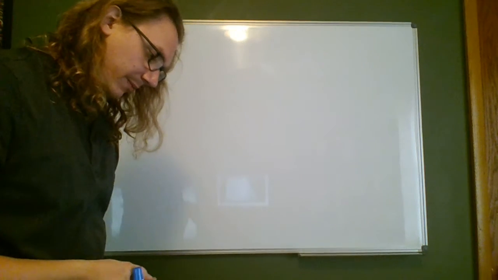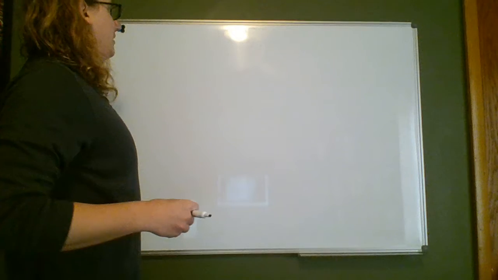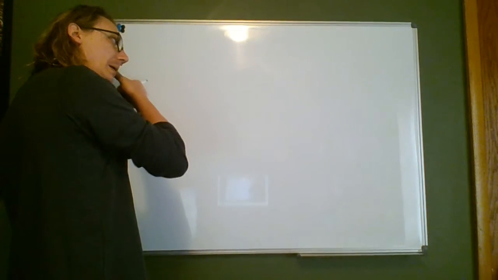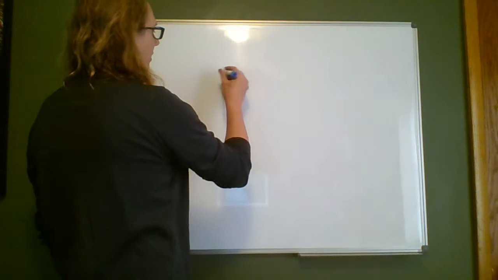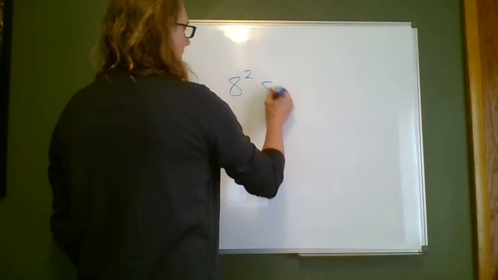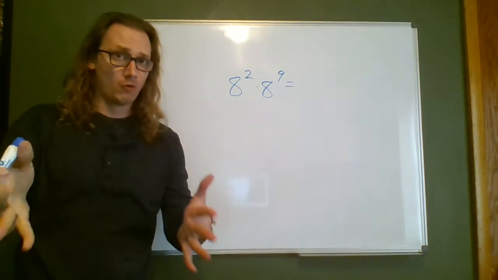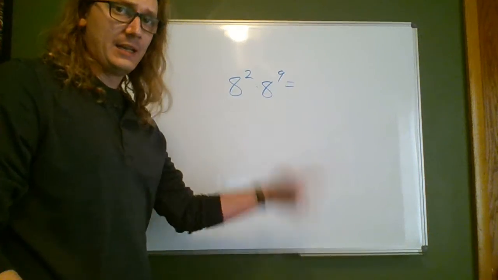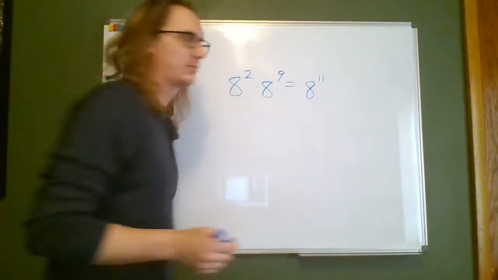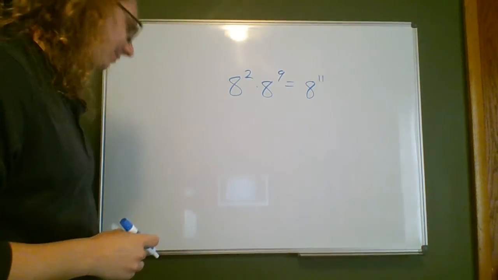There is, though, something that you should keep in mind. But first, let me give you just a real quick practice problem to work on. Find me 8 squared times 8 to the 9th. Go. 2 plus 9 is 11, so we're going to have 8 to the 11th power. Okay, that's what we're looking for there.